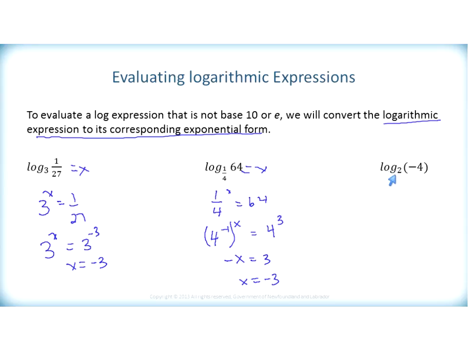In our last example, we have the log of negative 4 base 2. This is undefined. It's undefined since the argument is less than 0. But let's attempt it anyway. If you look here, we will set it equal to x, as with the others. And so we'd have 2 to the power of x would equal negative 4, in which we cannot find an exponent that will equal negative 4.